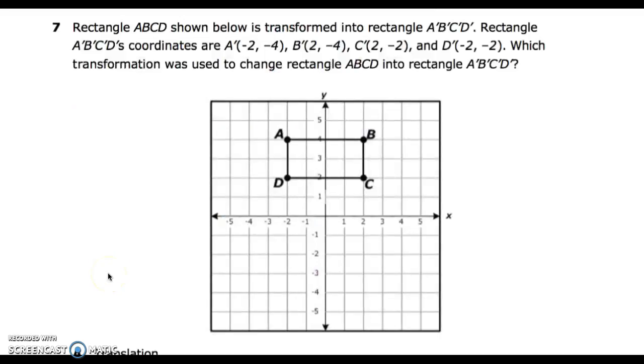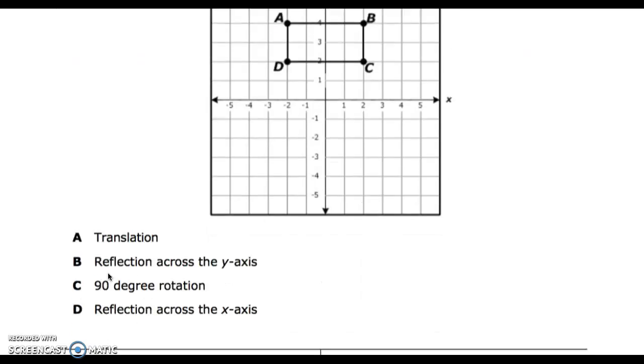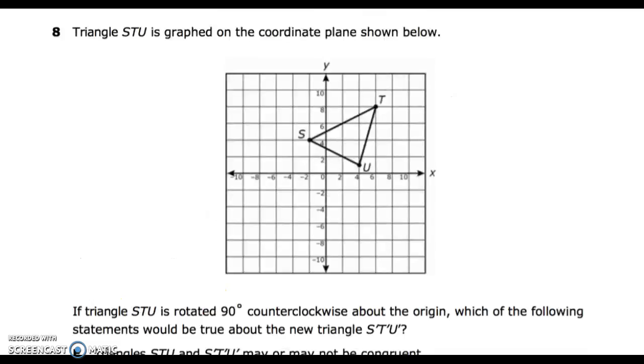Number 7, rectangle ABCD shown below is transformed into rectangle A'B'C'D'. Rectangle A'B'C'D's coordinates are A' (-2, -4), B' (2, -4), C' (2, -2), and D' (-2, -2). Which transformation was used to change rectangle ABCD into rectangle A'B'C'D'? A is translation, B is reflection across the y-axis, C is 90-degree rotation, D is reflection across the x-axis.